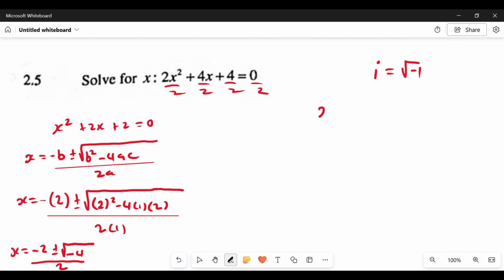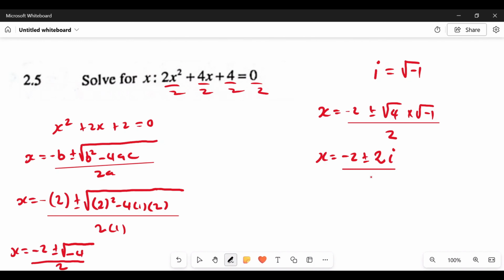So we can rewrite this as negative 2 plus or minus the square root of 4 multiplied by the square root of negative 1, all divided by 2. So we can continue here. We say negative 2 plus or minus. What is the square root of 4? We know that it's going to be 2. But what is the square root of negative 1? We say it's an imaginary number, i, all this divided by 2.